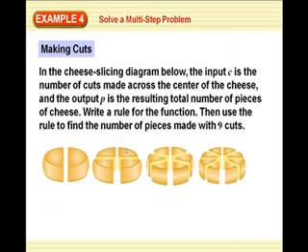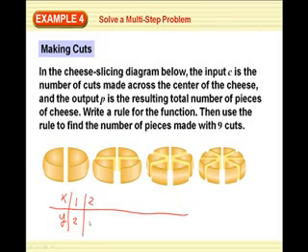There's the rule. Okay, example 4. In the cheese slicing diagram below, the input C is the number of cuts made across the center of the cheese, and the output P is the resulting number of pieces. Write a rule for the function. So the input is the number of cuts, so here's our x and here's our y. The first one has 1 cut, 2 pieces. 2 cuts, 4 pieces. 3 cuts, 6 pieces. 4 cuts, 8 pieces. So our rule is 2x equals y.